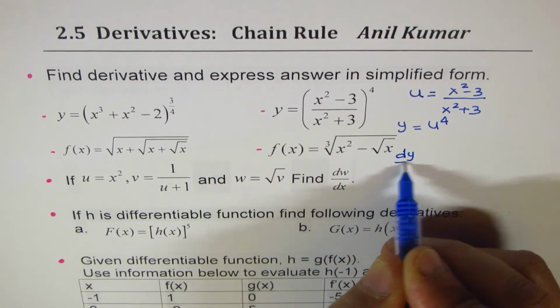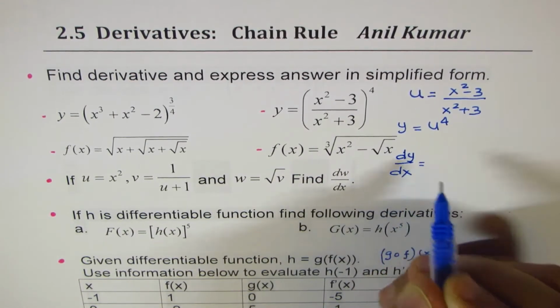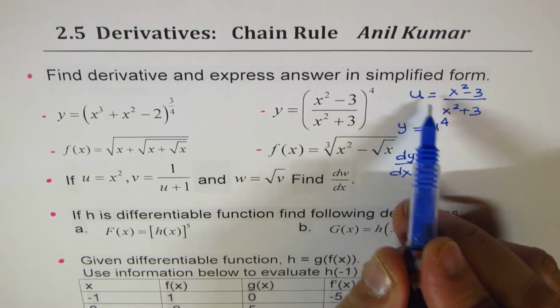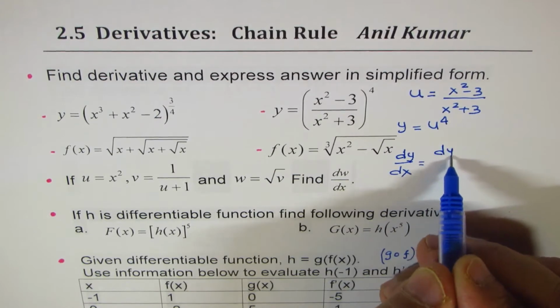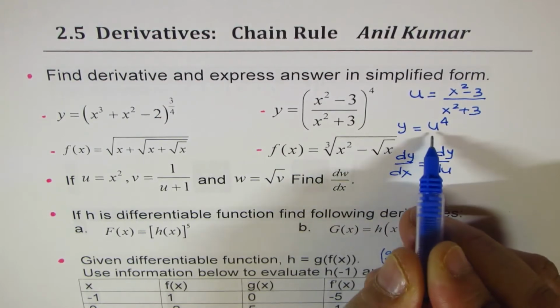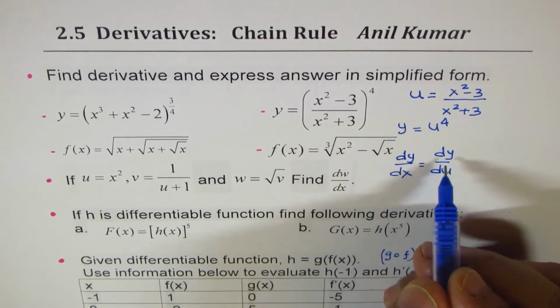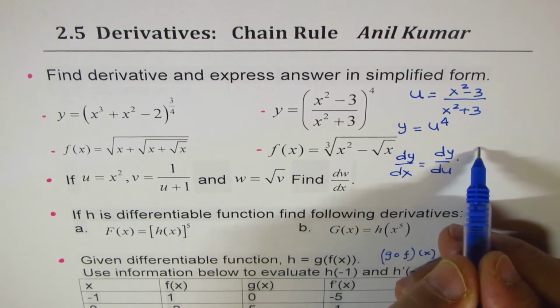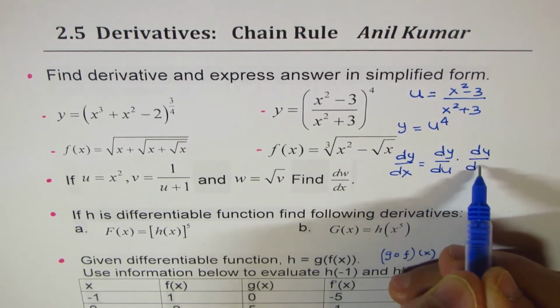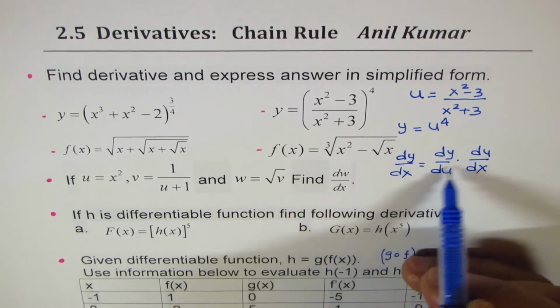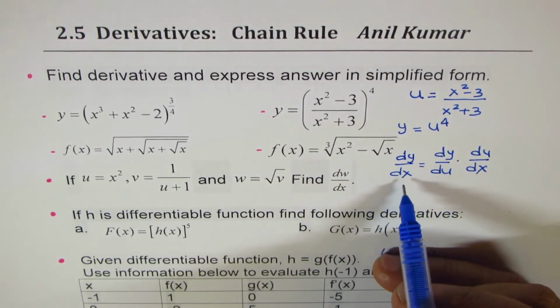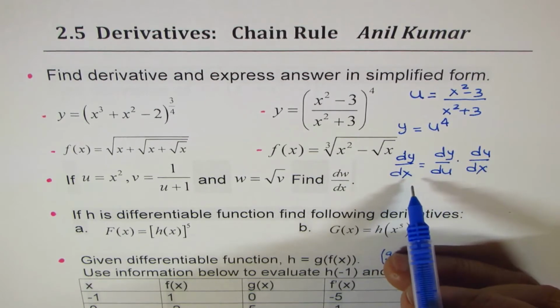To find dy dx, we'll find dy du, correct, which is 4u cubed. Multiply that by du dx, which you can find using the quotient rule, right? When you multiply, you get your derivative. So that's how you could do it.